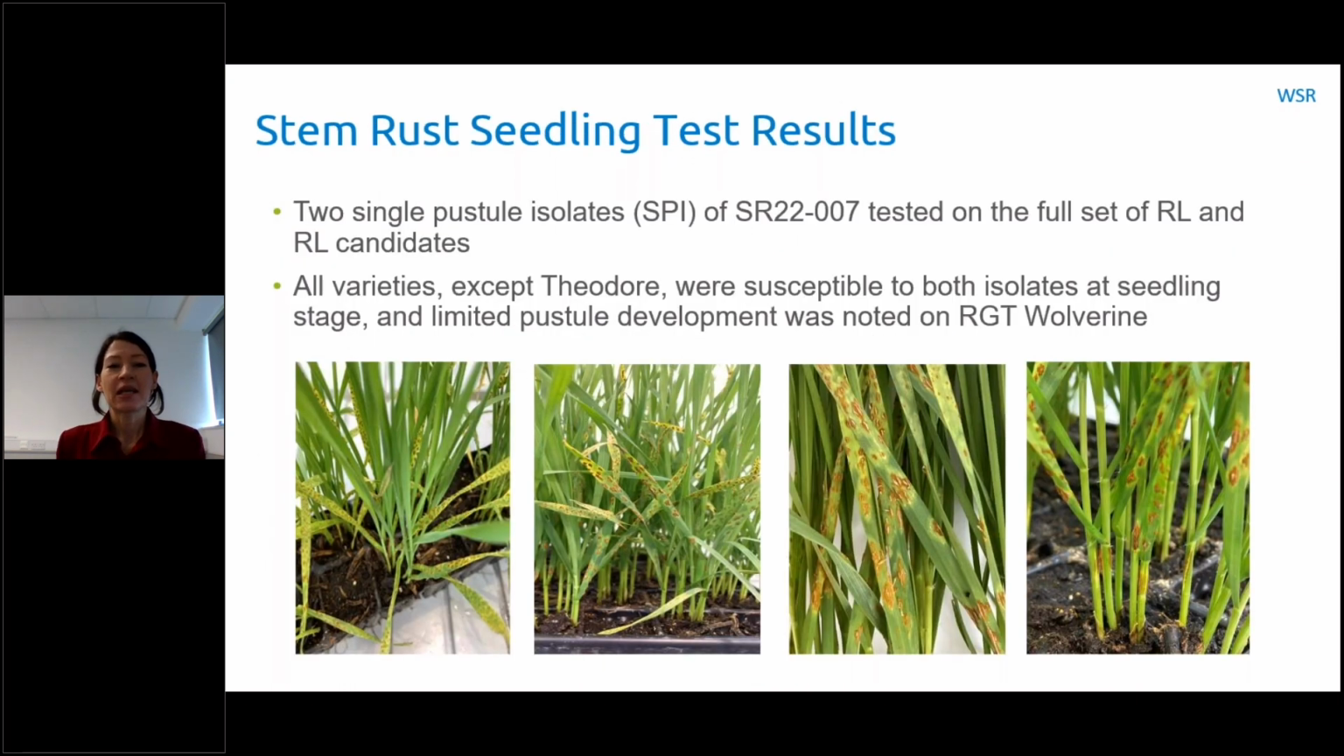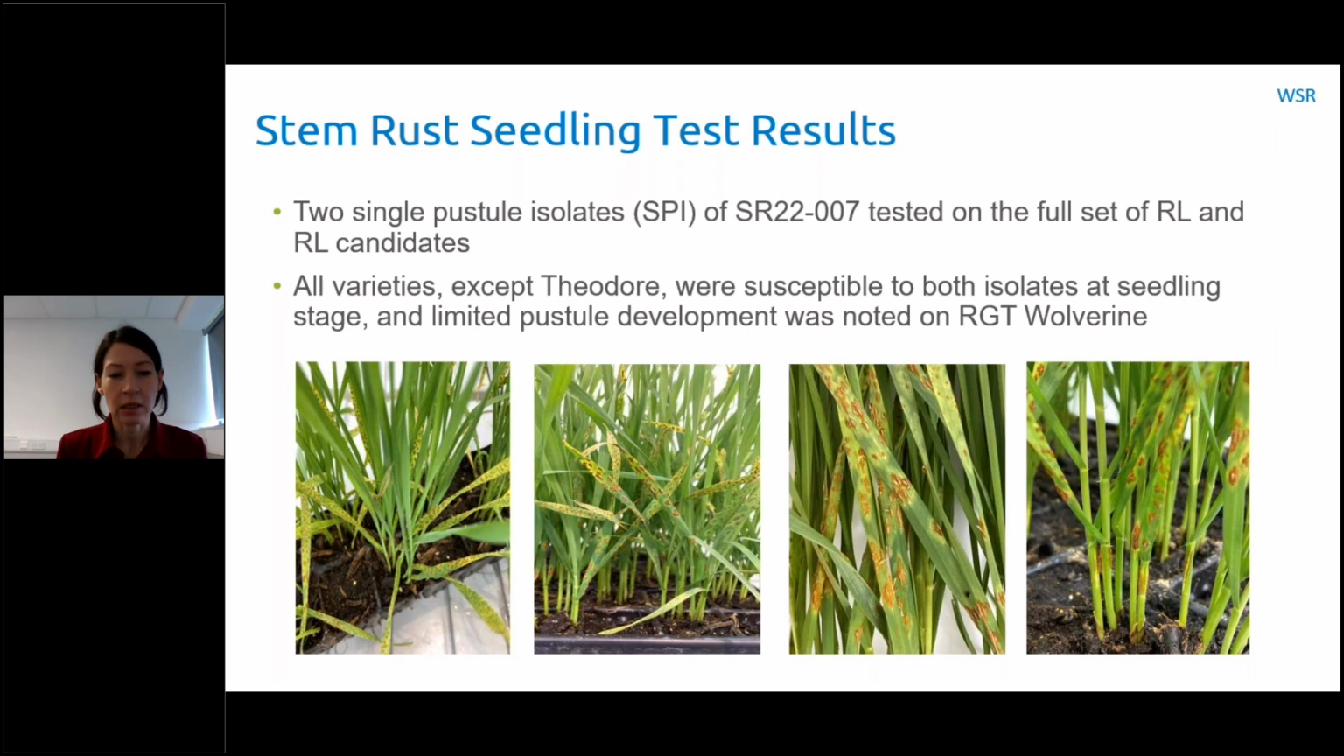So, my seedling test results. I tested these 2 single pustule isolates of stem rust 22007 on the RL and RL candidates, and all varieties except Theodore were susceptible to both isolates at seedling stage. I'd like to point out that limited pustule development was noted on RGT Wolverine, and I've got some pictures to show you next. But I just wanted to show you these pictures here first.